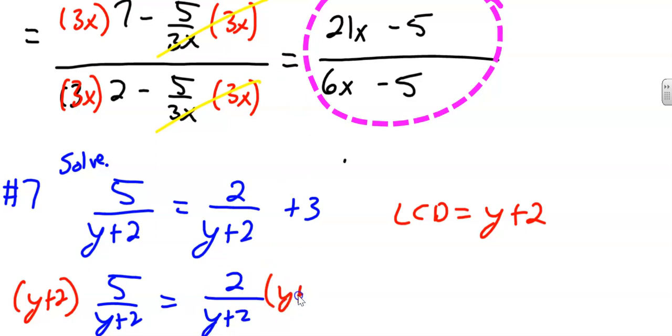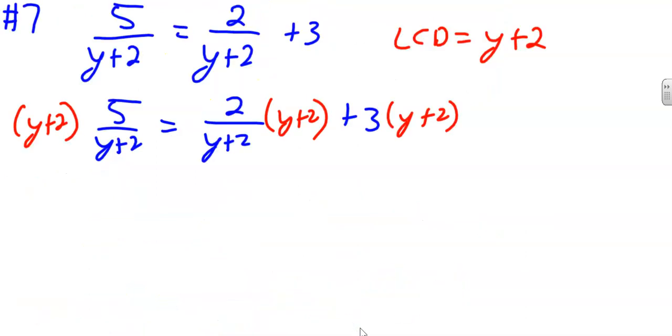So we're going to take every single term in here, multiply by that least common denominator of y plus 2. And it's going to have the same impact that we had on the first one, that now all the fractions are going to be gone, and you're going to have just whole numbers. Those y plus 2's cancel. Leaves you with the 5. Those y plus 2's cancel. Leaves you with the 2. And then just do a little distributive property at the end.